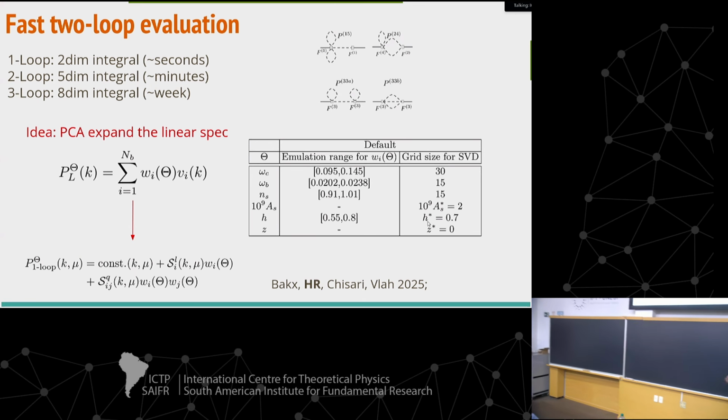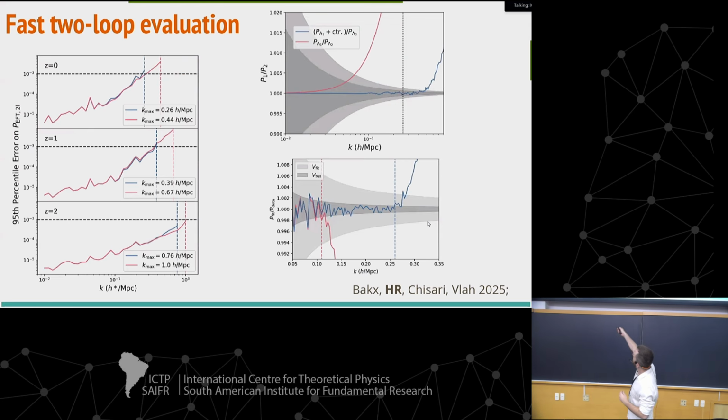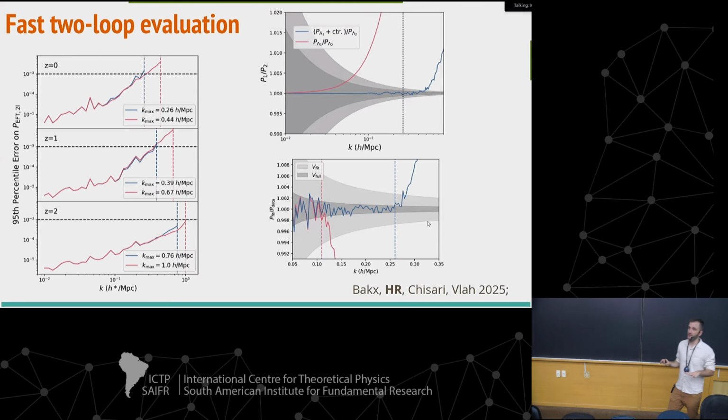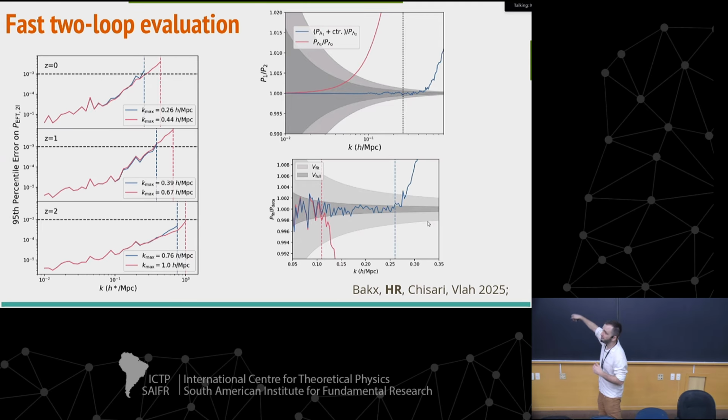Well, I mean, both are order milliseconds now, so it's indistinguishable. Right, so those are the results for the two loops, and this is the first time we were able to sample the two loop contributions. What I'm showing you here is the difference between these projected bases and non-projected bases. So this is the error after using the projection.